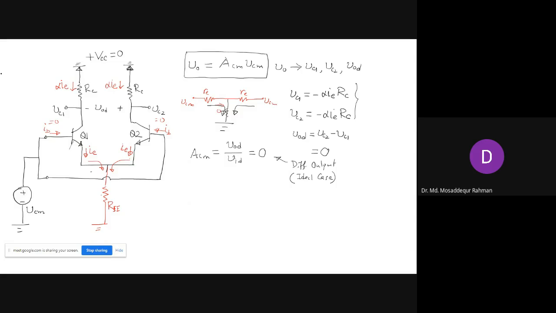No matter how small, there will be some difference, and that difference will lead to some voltage difference between VC1 and VC2, and that will lead to some non-zero output voltage VOD, and that will lead to some non-zero gain for the differential amplifier.